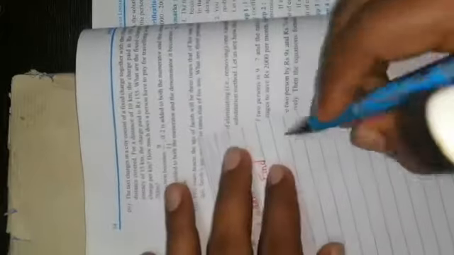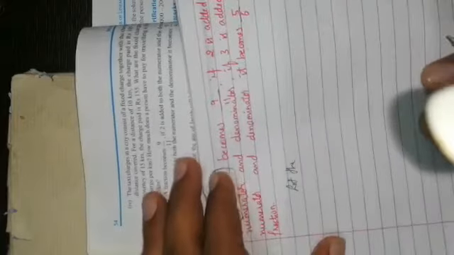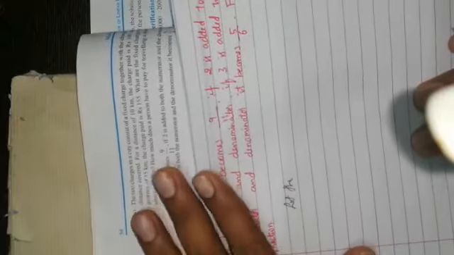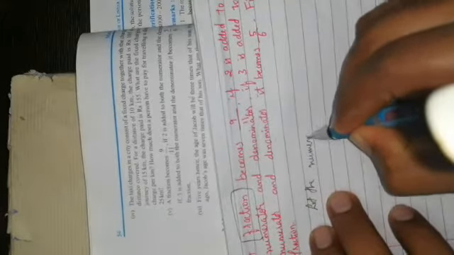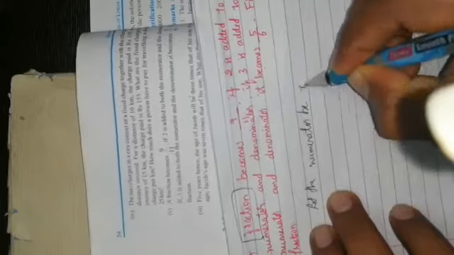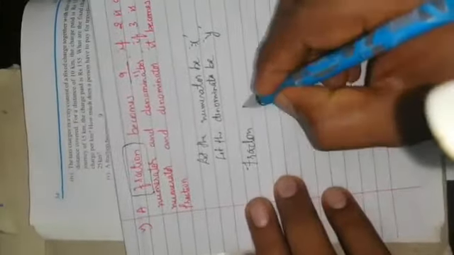We know any fraction is of this kind, 5 by 6, 7 by 8, or any kind of fraction. A fraction consists of a numerator and a denominator. So let the numerator be X and let the denominator be Y. So the fraction is nothing but X divided by Y. This is the fraction. Okay, fraction is X by Y.